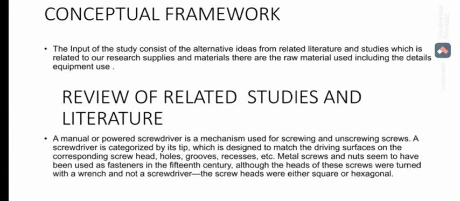Metal screws and nuts seem to have been used as fasteners in the 15th century, although the heads of the screws were turned with a wrench and not a screwdriver. The screw heads were either square or hexagonal.